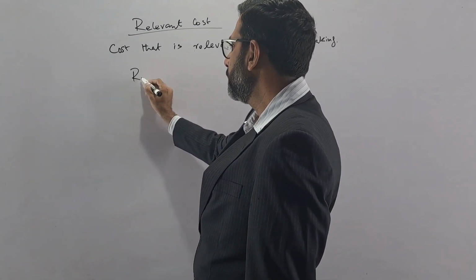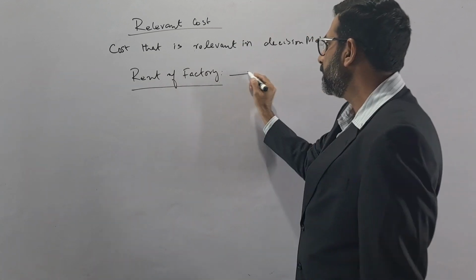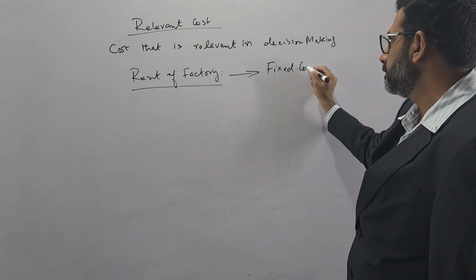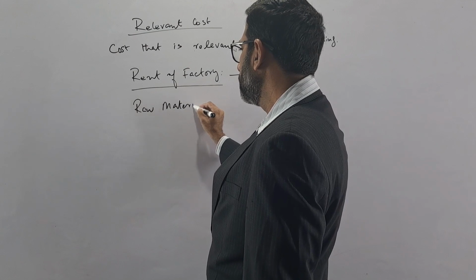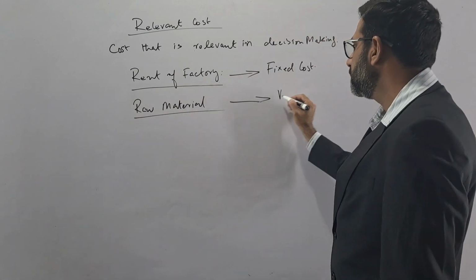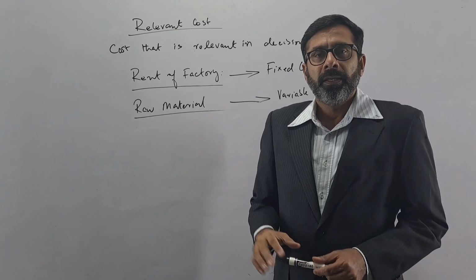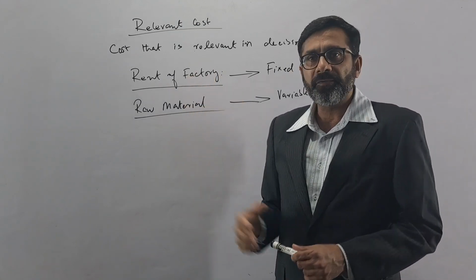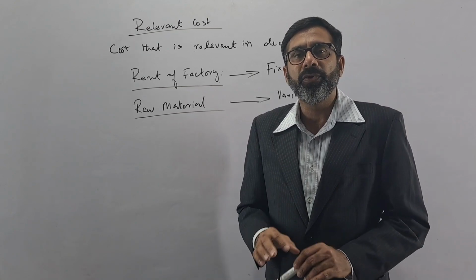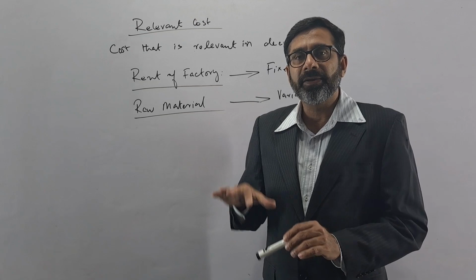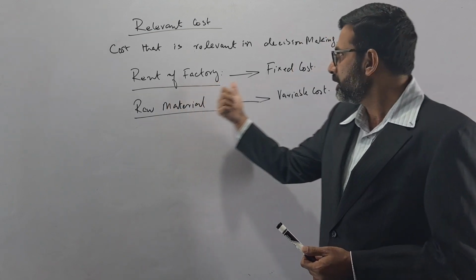Let's say there is the rent of a factory. As we have already discussed, that is a fixed cost. And then, for example, we have raw material, and the raw material obviously is a variable cost. If they are getting some new order, is there any effect of this new order on the rent of the factory? Obviously no. Why? Because whether they produce 1 unit, 100 units, 0 units, or a million units, the rent of the factory which they are already occupying will be the same. It means the rent of the factory is not changing, so it is a fixed cost.